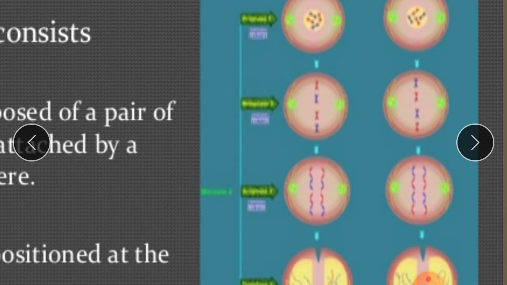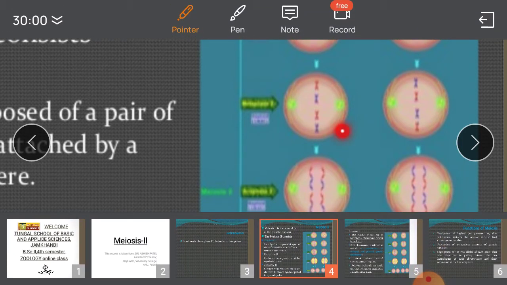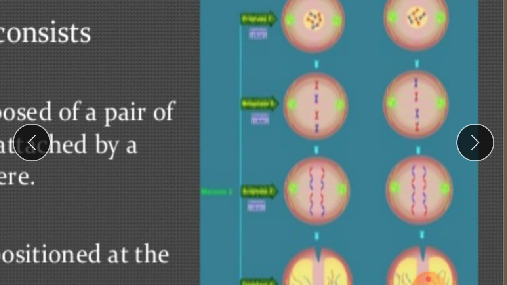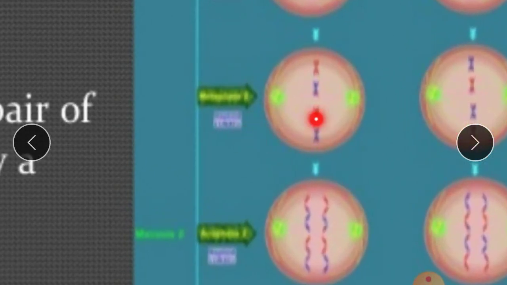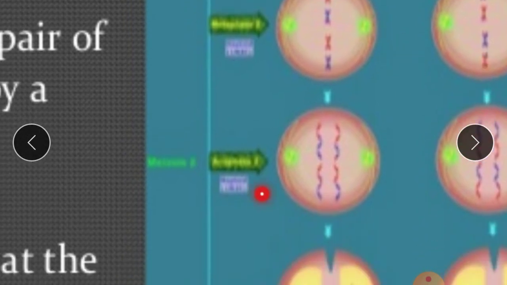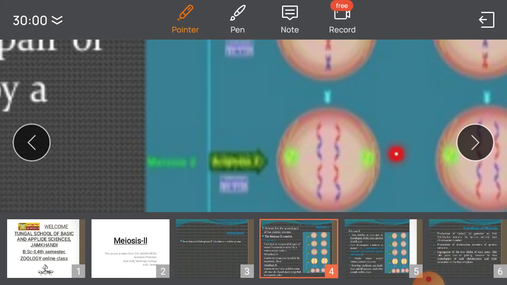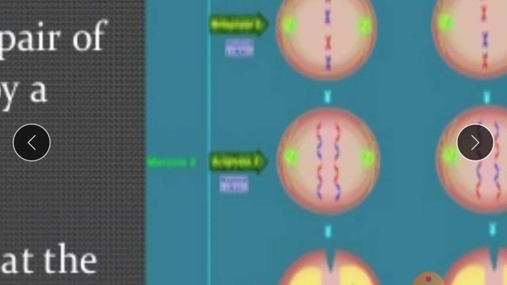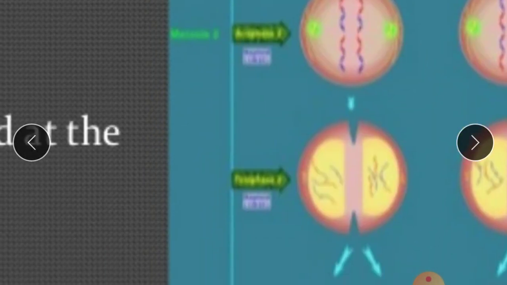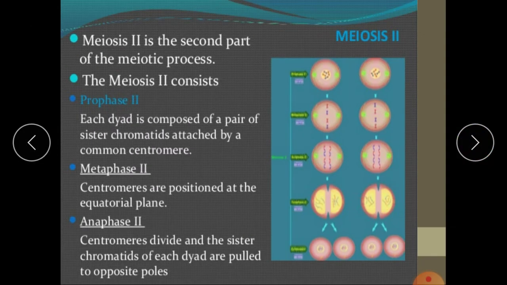Here, look here. So this is prophase II, metaphase II. All chromosomes are aligned on the equatorial plane. Each chromosome has 2 chromatids, and both chromatids are attached at the center where the centromere is present. In anaphase II, the centromere is split and the sister chromatids are separated. They are moving towards opposite poles. Anaphase, centromere divides and the sister chromatids of each dyad are pulled to opposite poles.